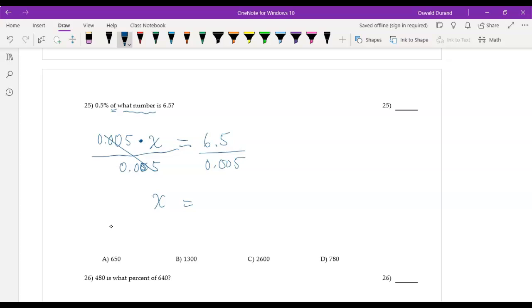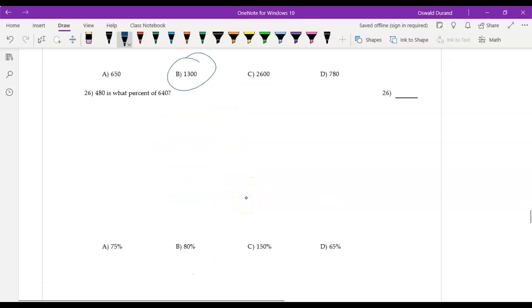0.005. Oh, I'm sorry. 6.5 divided by 0.005. And that gives me 1,300. So 1,300 is the answer. All right. So another one.